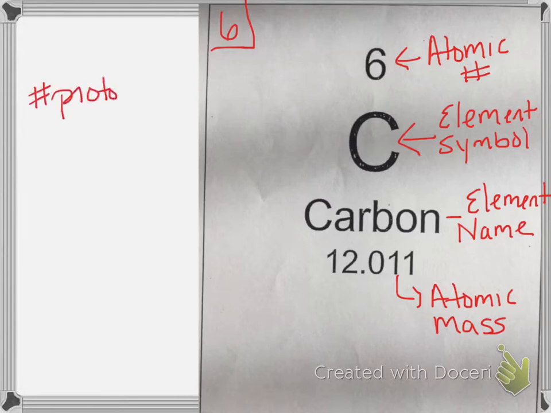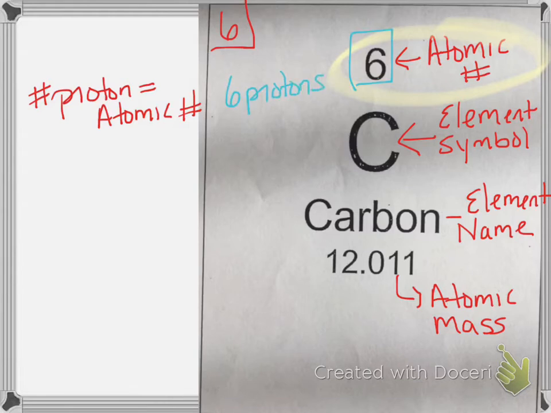You need to remember that the atomic number is how many protons there are. That's the same number. So if the atomic number is 6, then there are 6 protons. The next thing to know is that the number of protons equals the number of electrons. So for the atom of carbon, if there are 6 protons, then there's 6 electrons. They're the same number. They equal each other.